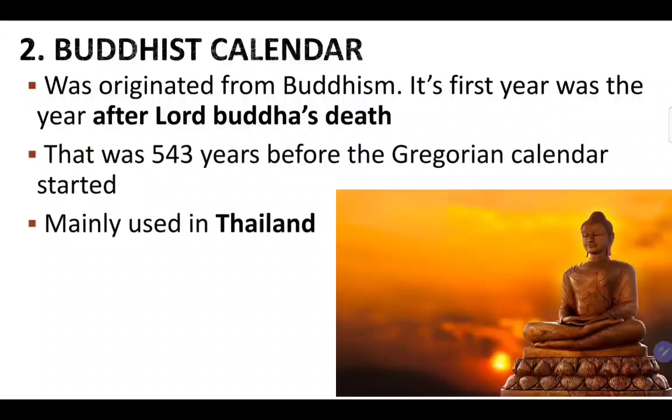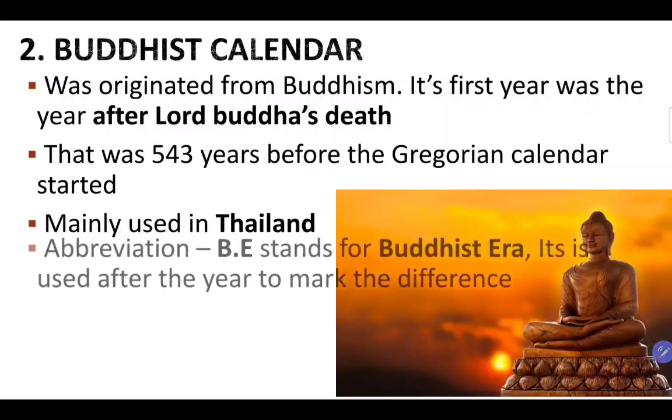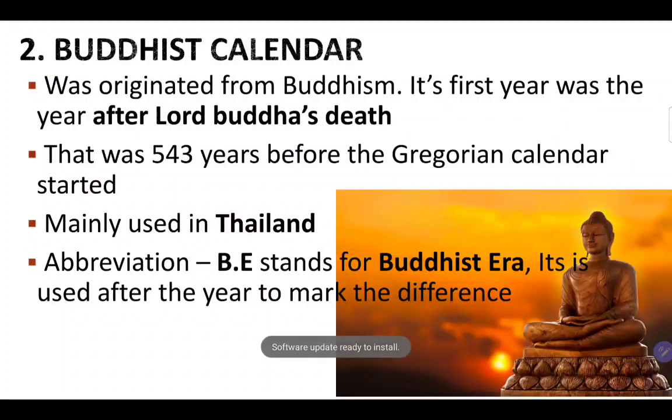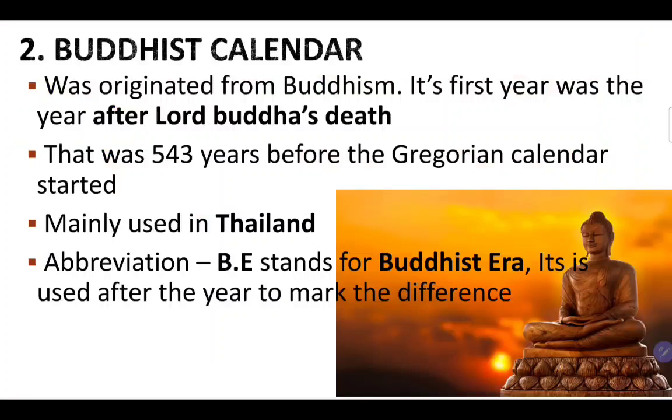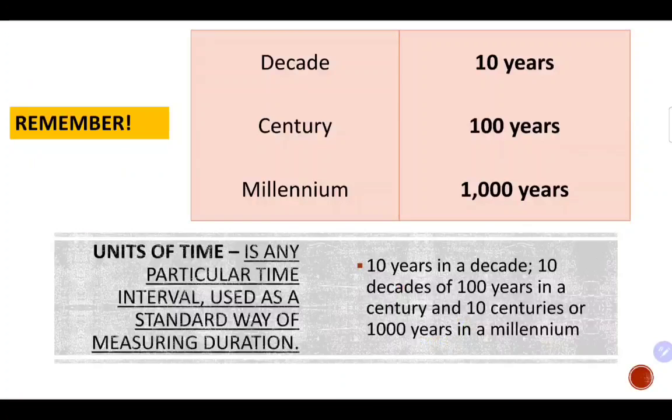The Buddhist calendar is mainly used in Thailand, because Thailand has the most people practicing Buddhism. The abbreviation that they use is BE, which stands for Buddhist Era. It is used after the year to mark the difference. So that is the abbreviation that they use. That is the difference between the Buddhist calendar and the Gregorian calendar. You have to remember that too.